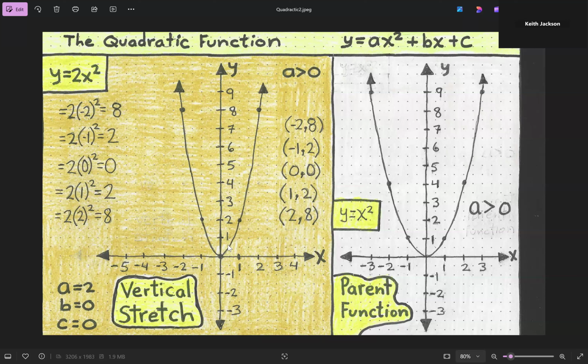Okay, you have been given a lot of information. I wouldn't blame you if you need to pause the video just to take a look at how the parent function can be elongated when you make a greater than 1, as you see right here, or you can replay this video as many times as you need to gain a deeper understanding of the quadratic function.